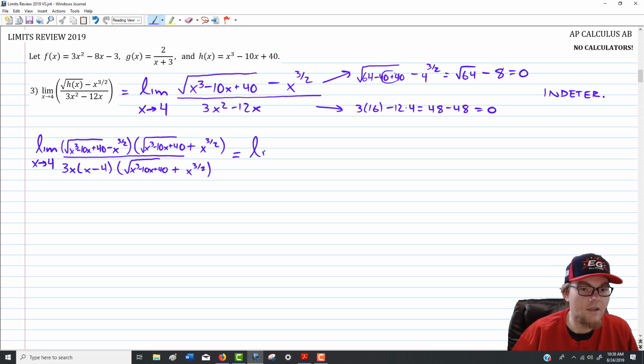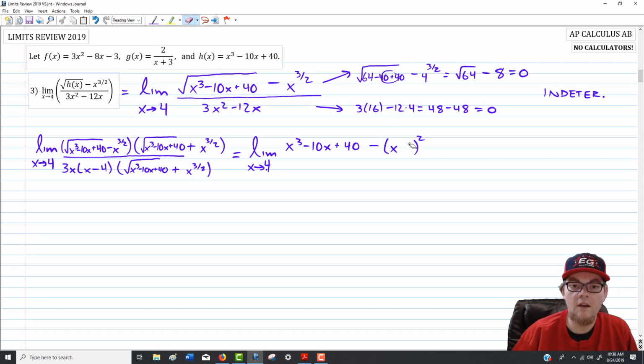Now from here, again, sliding through some of these pieces as quickly as I can, just because it's going to be a long haul here. The numerator is going to be x cubed minus 10x plus 40. That comes from the square root squared. And then it's going to be minus whatever x to the 3/2 power squared is equal to. And now if you think about it, x to the 3/2 power to the second power, you multiply the exponents, and you're actually just going to get x cubed. So to save ourselves a little bit of time, I'm going to do that already.